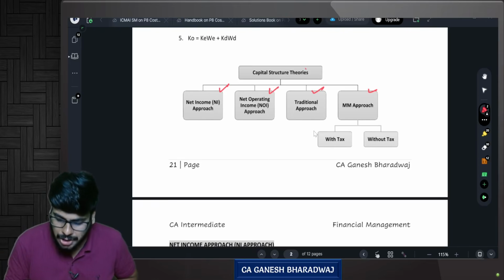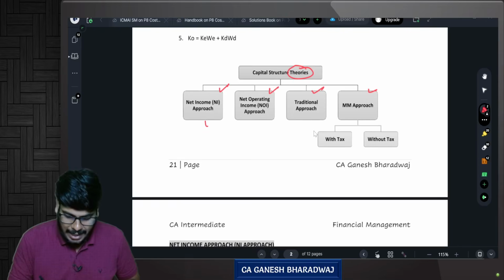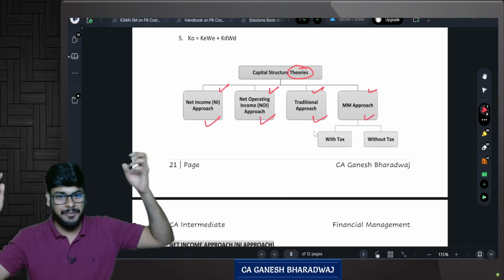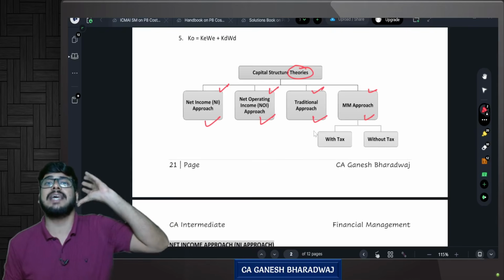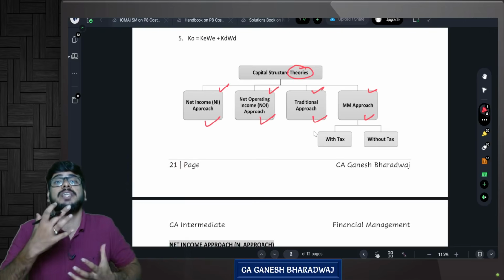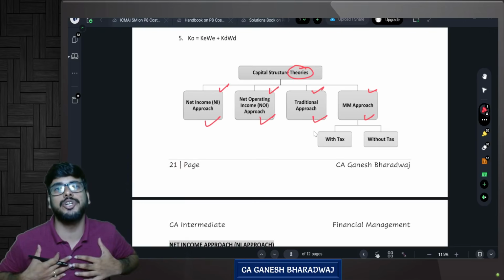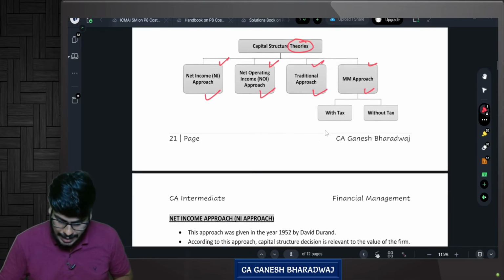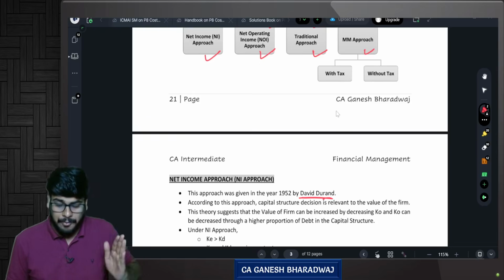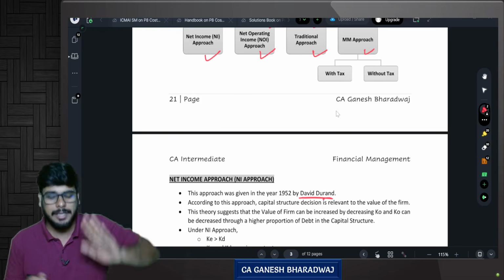So capital structure theory means what? There are 4 different people, human beings. There are 4 different economists. They have given their perspectives on choosing the best capital structure, and we are going to read it. For example, the net income approach was given by a guy called David Durand. So from his perspective, what he says is what we are going to read.